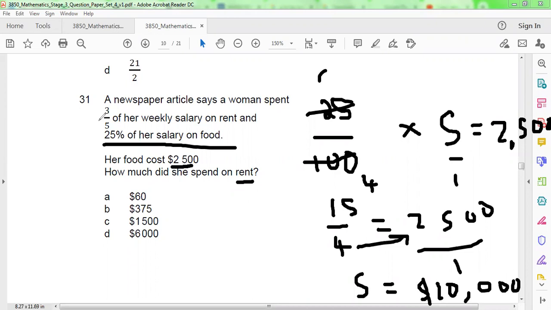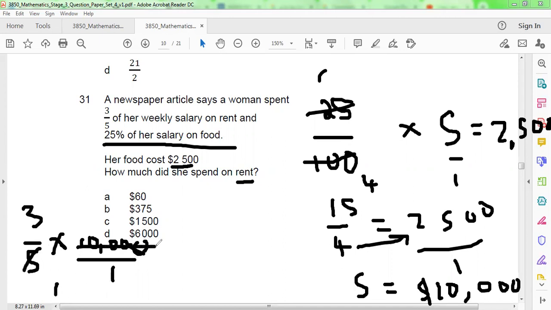So let's go back to the top part of the question. It says 3/5 of our weekly salary is on rent. What is our rent? All right. So we're going to find 3/5 of 10 grand. So 5 and 5 was 1. 5 into 10,000 is what? 2,000. 3 times 2,000 is 6,000. So our rent is 6,000.